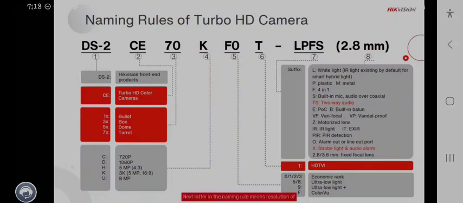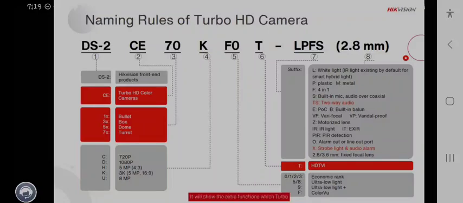Next letter in the naming rule means resolution of Turbo HD cameras. From C to U represents the 1 megapixel to 8 megapixels. The latest Smart Hybrid Light with ColorView KF0T. K represents the 3K resolution, which is 5 megapixels 16 to 9. F still represents ColorView. Then you need to pay attention to the suffix in the model name.